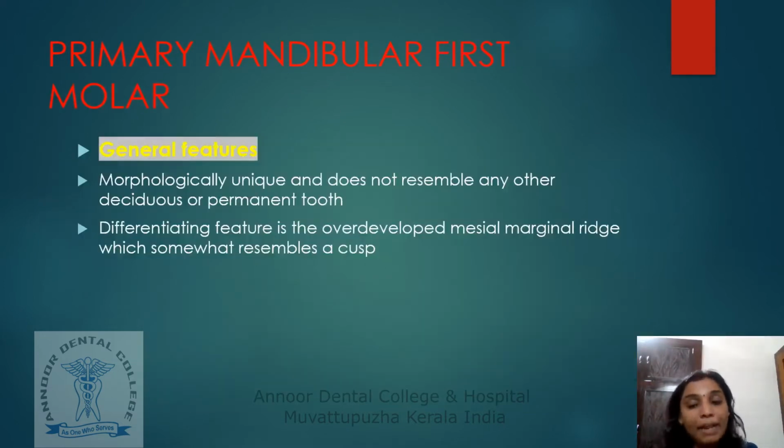Let's move on to the primary mandibular first molar. It is a tooth which is morphologically unique and does not resemble any other deciduous or permanent tooth. The main differentiating feature is the overdeveloped mesial marginal ridge, which somewhat resembles a cusp.